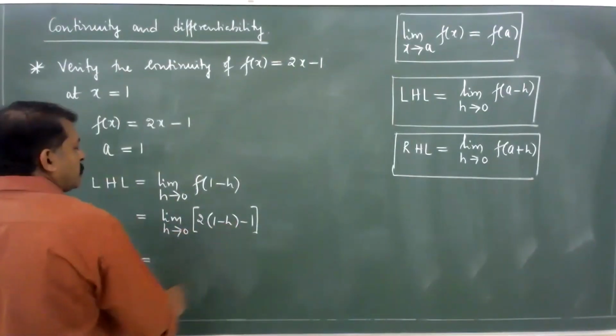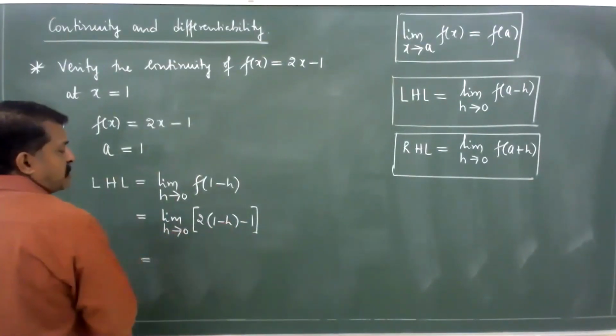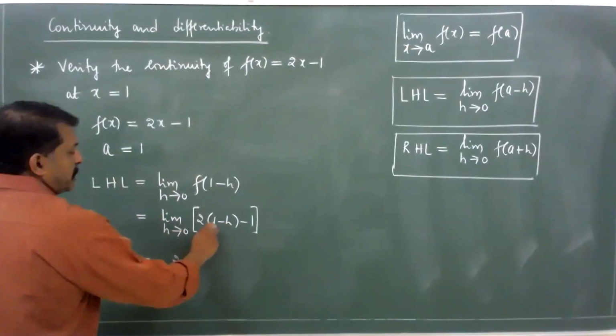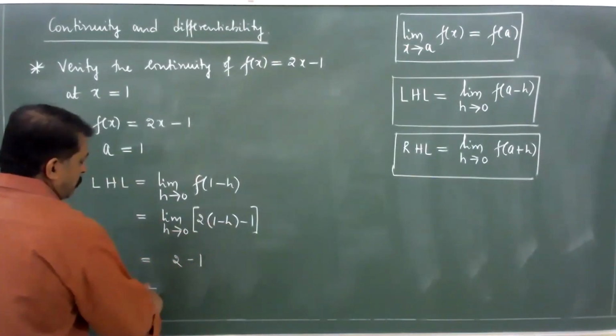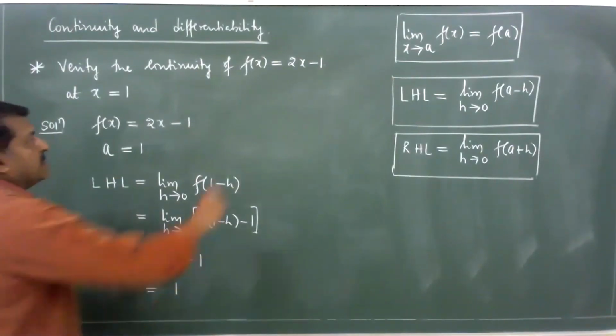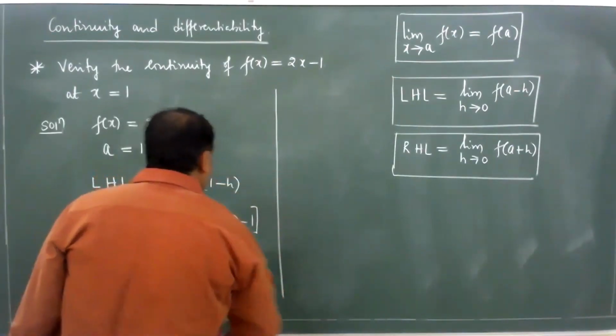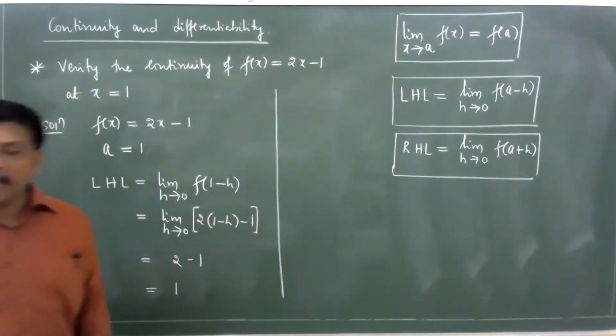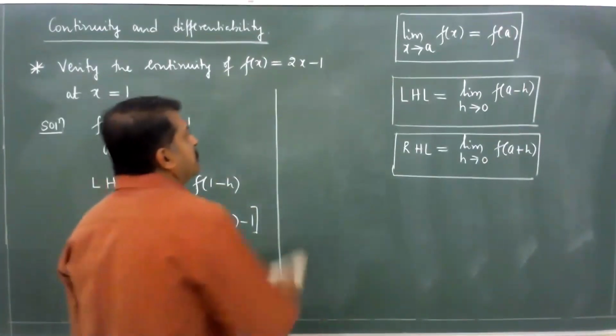If you put h is equal to 0 or apply the limit h tends to 0, what are you going to get? 2 minus 1, which is equal to 1. This is your LHL. Let us calculate similarly the right hand limit.